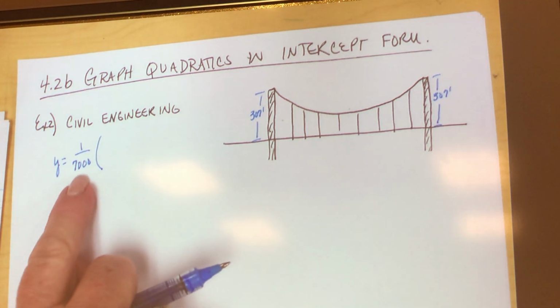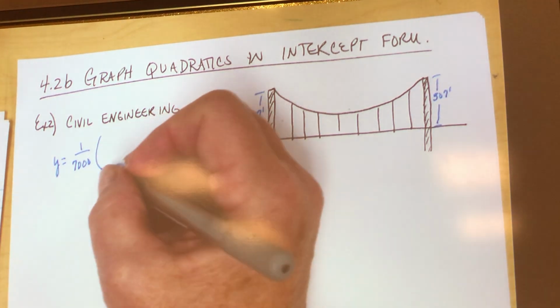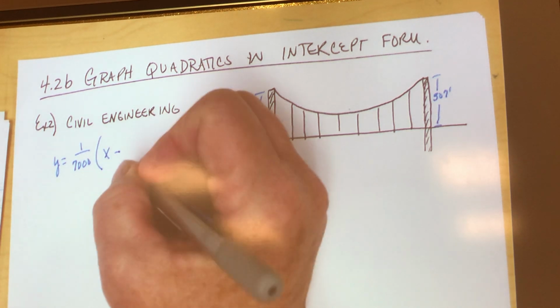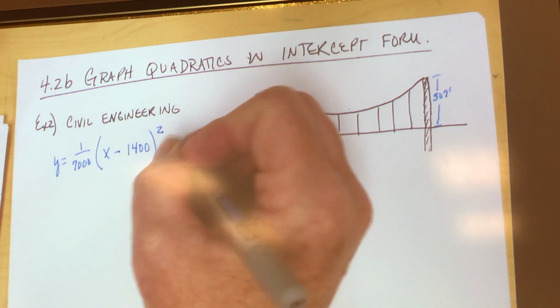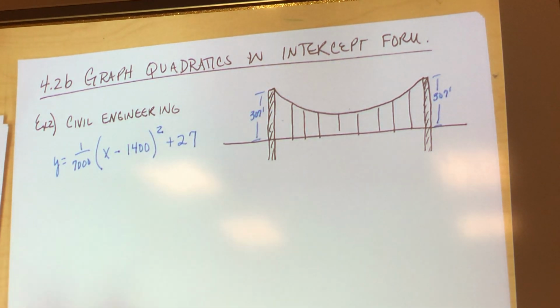Now, first of all, what does that tell you about it? He's opening up. And what about this? Wider. Lots wider, right? 1 over 7,000 is a lot smaller than 1. Okay? So it's a lot wider. 1 over 7,000, open parentheses, x minus 1,400 quantity squared plus 27. So you understand why we should have done this problem yesterday, but we didn't. All right? So it's in vertex form. Do you agree?